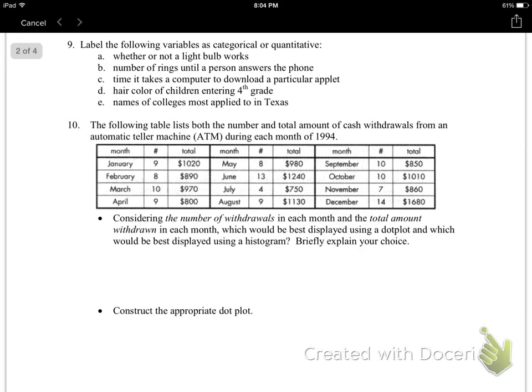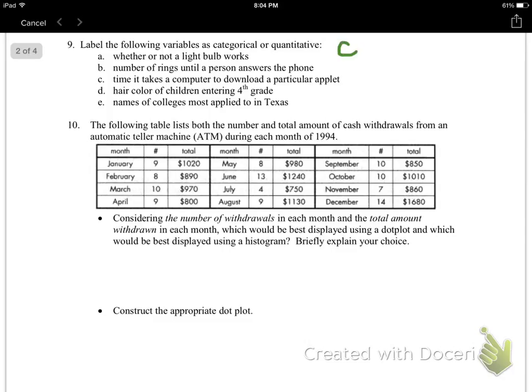Okay, let's do number 9. And it says, label the following variable as categorical or quantitative. You will have to do this. Okay, whether or not a light bulb works. Okay, it's either on or is off. So it's a word, so it's categorical.